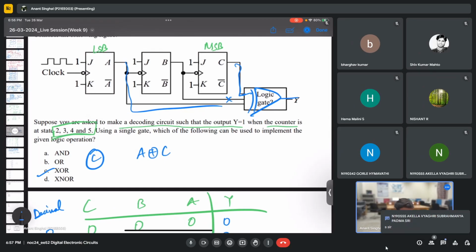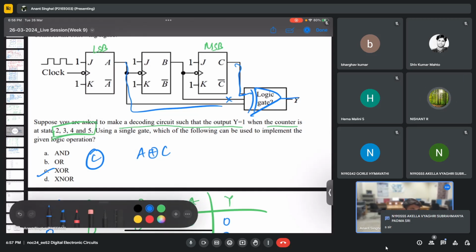Any doubts here? So quickly, let me know the answer. The MSB should be on the right side. Sorry sir, how are you taking MSB on the right side and LSB on the left side? Okay, so I have just assumed it.